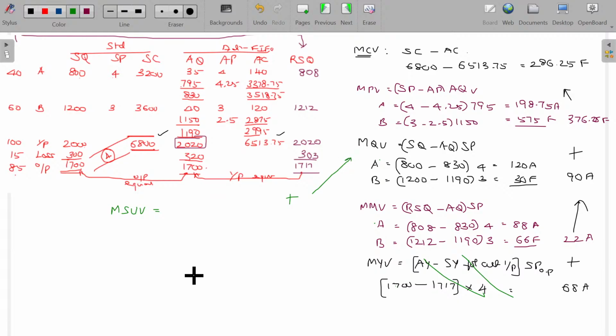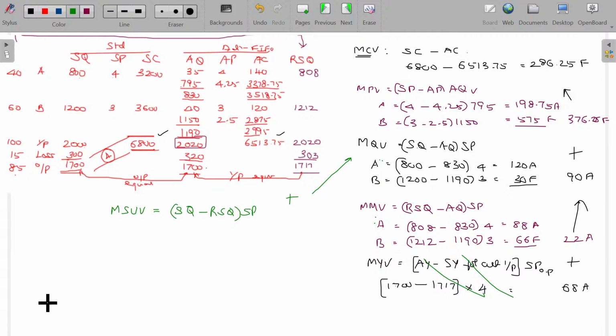That's all. Then what could be this formula? Otherwise, if you subtract MMV from MQV, you will get the material sub-usage variance. If I subtract this one from here, AQ gets cancelled. Am I right? So naturally, what happens? The formula being SQ minus RSQ into standard price. That's all.